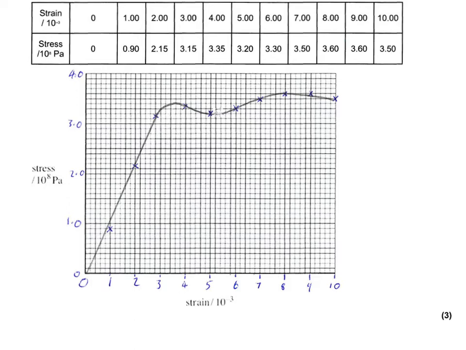The second mark is for the points being correctly plotted within half a small square. The third mark is for a straight line until at least a stress of 2.5 times 10 to the 8. You're meant to know that this should be giving us a straight line and then a curve. Okay, we've got kind of funky wiggles going on, but a straight line section, stress strain curve for a ductile material. So they're the three marks for the axes, for the plotting, and for a straight line until at least this point here.